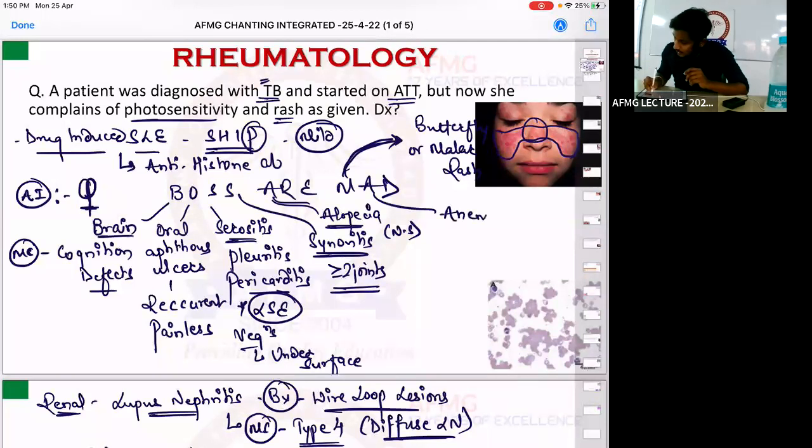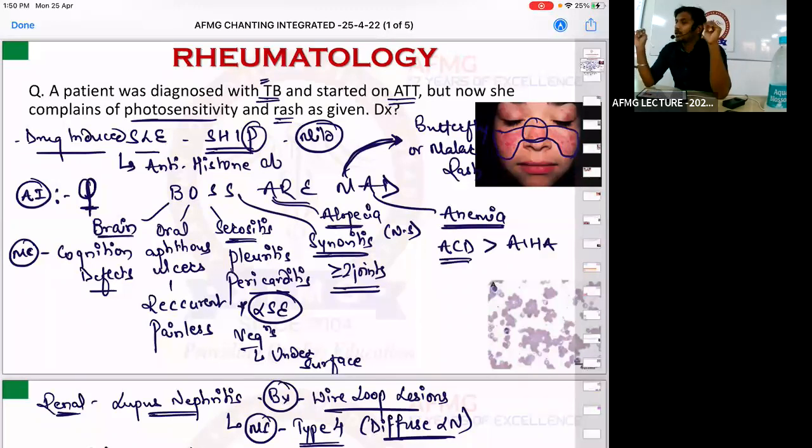Then A goes for anemia in this patient. Now in SLE we can see anemia of chronic disease as well as autoimmune hemolytic anemia. Out of this, which would be more common? More common would be anemia of chronic disease. Okay, as we know that SLE usually is a long-term or chronic illness. Therefore, anemia of chronic disease is seen, right?